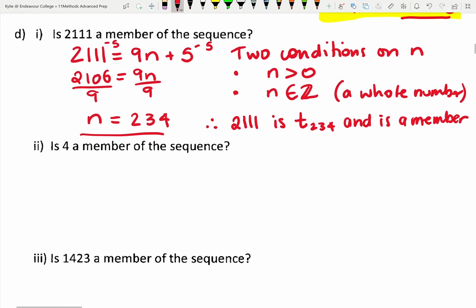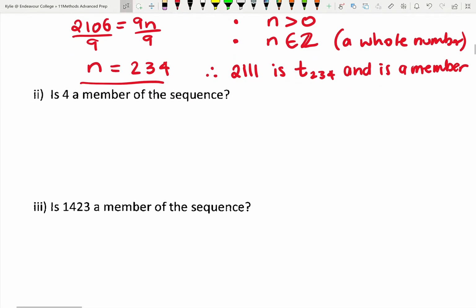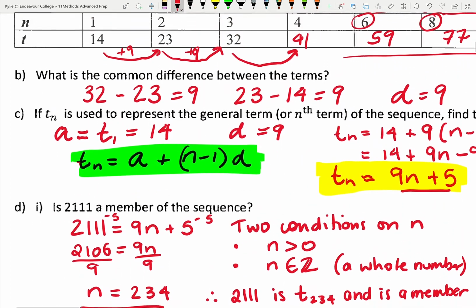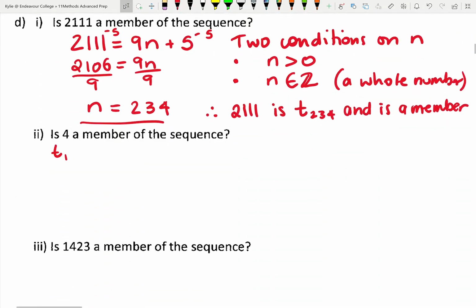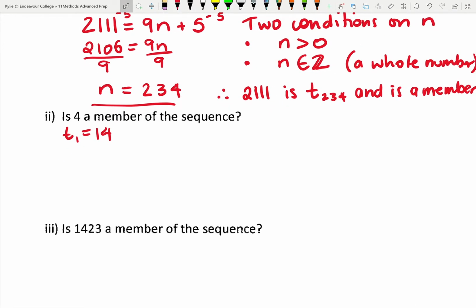Same thing with question 2. Is 4 a member of the sequence? Now, first of all, we can check that T1 is actually equal to 14. So T1 is 14. That means the smallest member of the sequence is 14. 4 is less than T1, therefore 4 is not a member.